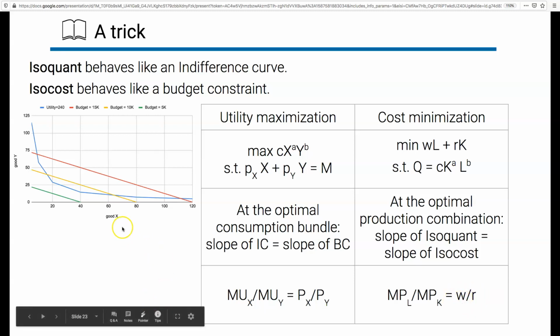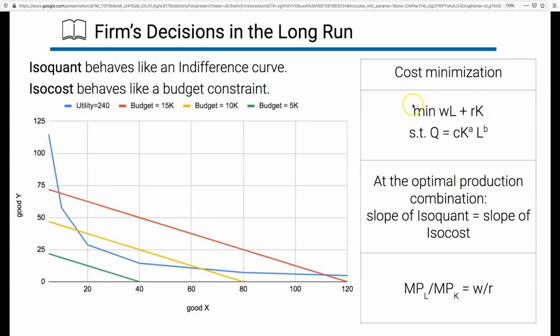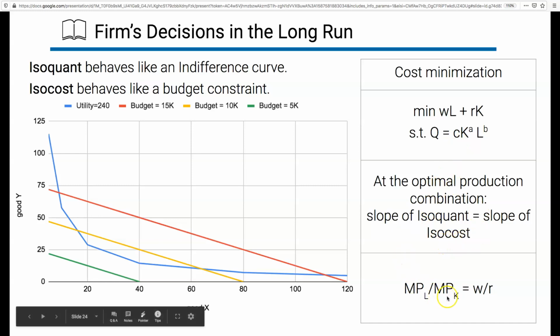And recall, because it's good x on the horizontal and good y on the vertical axis, we have x over y. And in the other world, we have labor and capital, so it's going to be labor over capital, price of labor over price of capital. So exactly the same. Now, back to the firm problem. Here is the problem written down in general terms, and the conditions that will tell us what the solution is, again, in general terms. But let's work it out through an example.